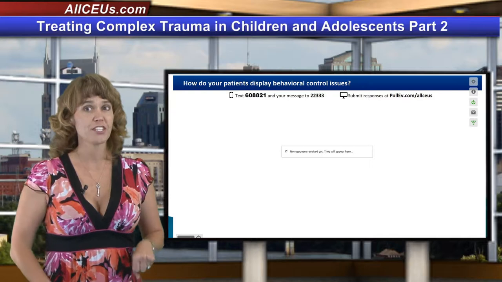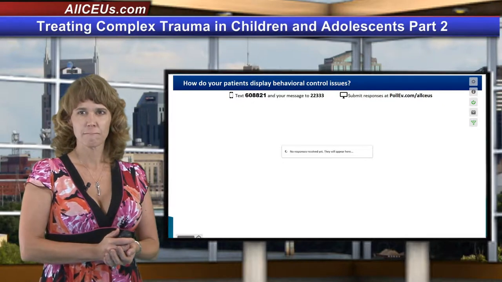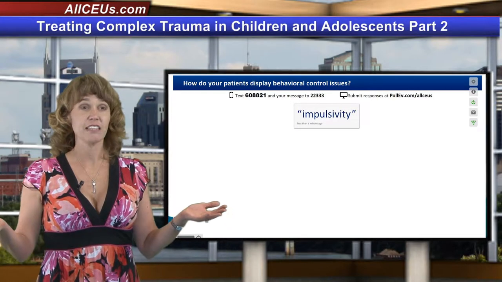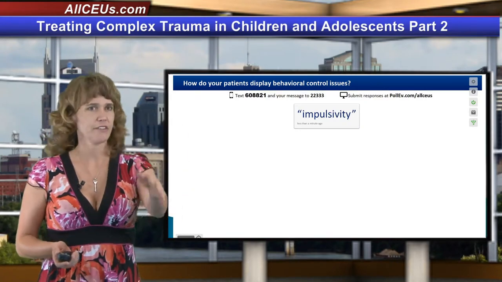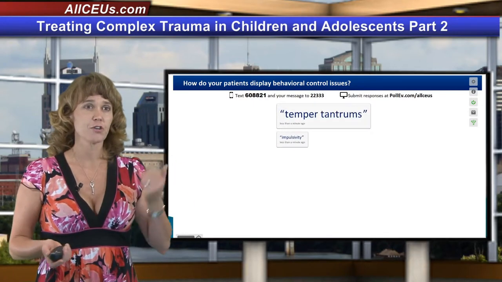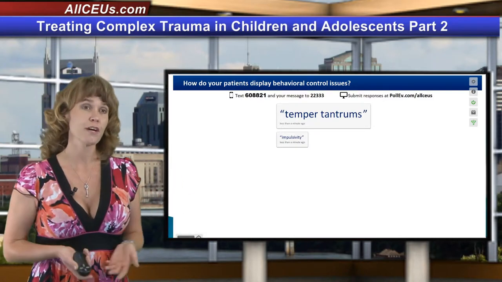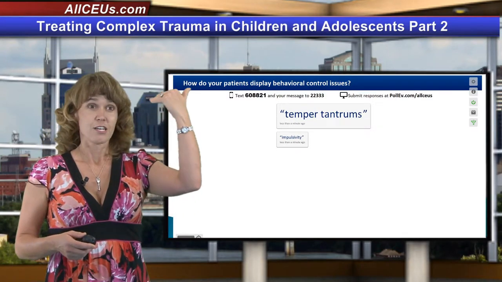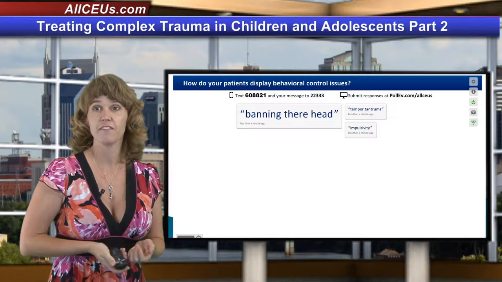So, how do your patients display behavioral control issues? Impulsivity. No filter. I act, I react. I act, I react. I receive input, I react. Impulsivity is there when there's not a filter or a coping skill to go, okay, now let's look at the logic of this situation. It's much more primitive and usually comes up when people are kind of at their boiling point, so they need to push that stress away or push that pain away as quickly as possible to survive.